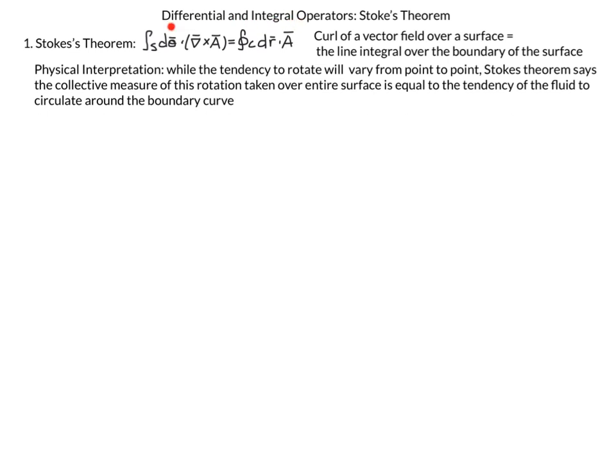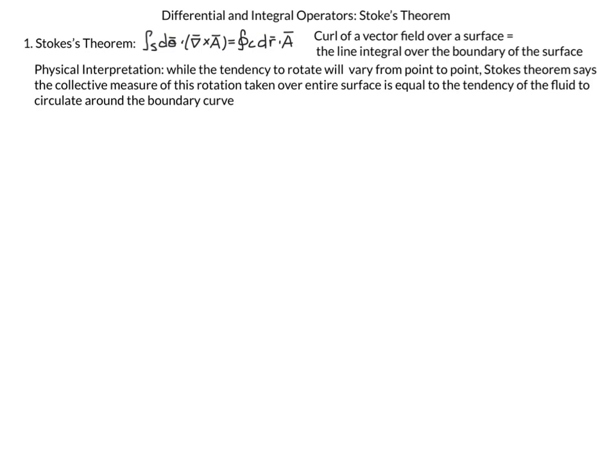The first thing we have is this formula here for Stokes' theorem, which says that the surface integral of the curl of a vector field A is equal to the line integral where the curve that we're integrating over, C, is the boundary of the surface S. So it's the line integral of that vector field. And this way, I'd say that the curl of a vector field over the surface is related to the line integral over the boundary of the surface.